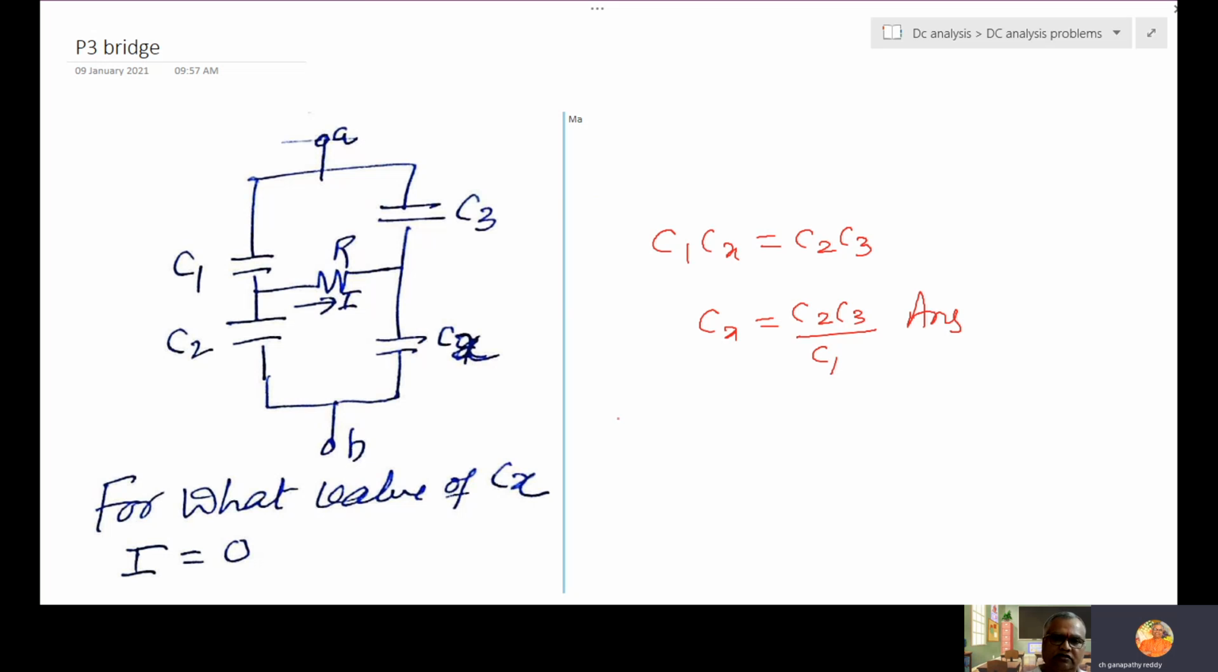So if all are resistors, cross multiply. All are capacitors, cross multiply. All are inductors, cross multiply. All are capacitive reactances, cross multiply. All are inductive reactances, cross multiply. Because all are in ohms, so it should be uniform. All are farads, uniform. All are henries, uniform. But if one is in ohm and the other is in farad or henry, then the cross product will not satisfy the bridge balance condition. That is the point to be noted.